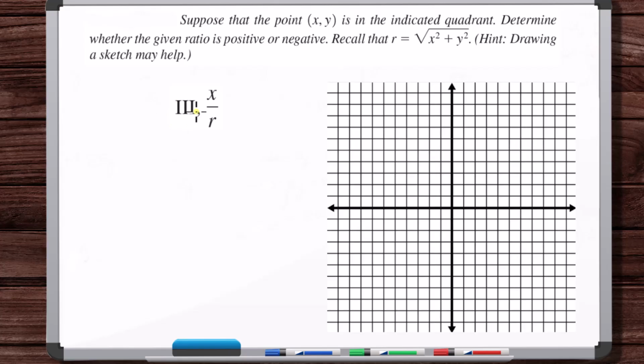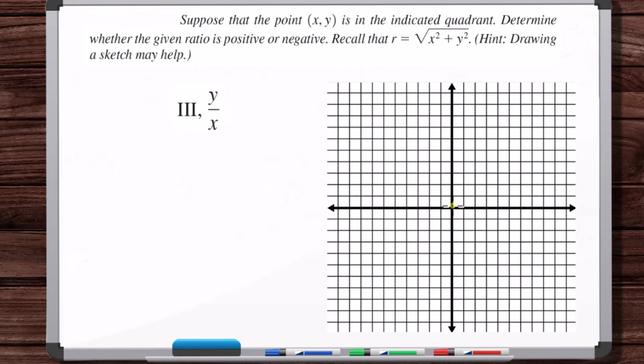Quadrant 3, and the value x over r. Quadrant 3, just anything out here. Then we create a right triangle with the perpendicular at the horizontal. The y is negative and the x is negative. We're only looking at the x here. X divided by r is negative.